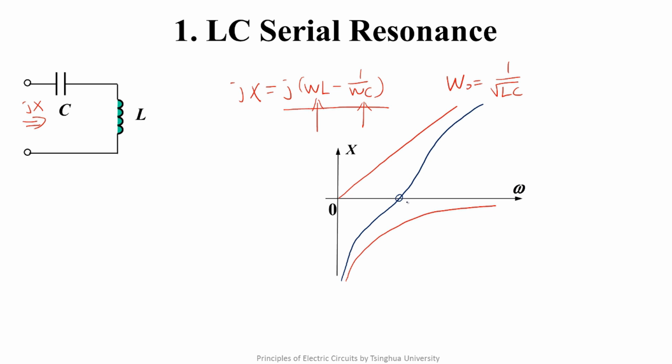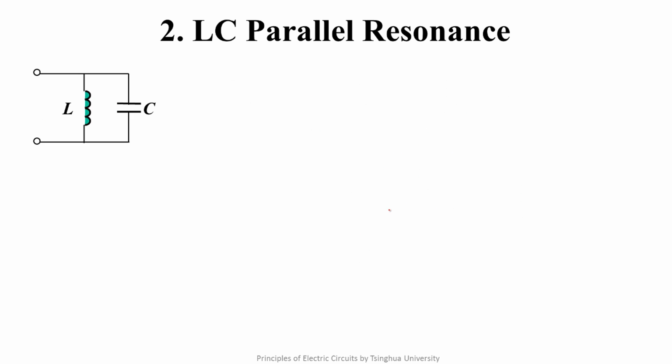This intersection is omega 0. You should be familiar with the frequency characteristic of port reactance of LC serial resonance. We need to point out when omega equals omega 0, the port reactance is 0, and the port represents the characteristic of the short circuit.